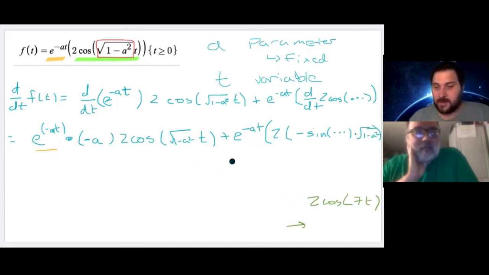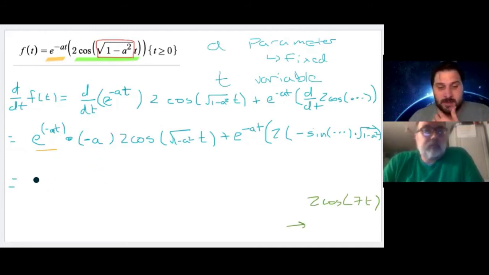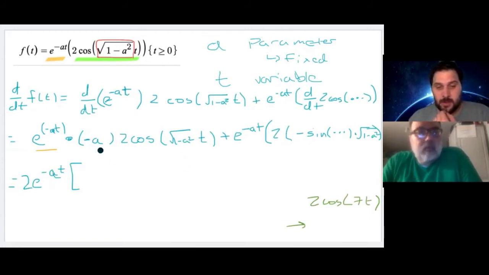All right, and now there's no more d by dt's anywhere. So I've cranked the handle and I've got the derivative. Now I could probably clean this up. For example, I could factor the dampening part of the exponential out. And actually there's a 2 in both terms, and there's a minus in both. So maybe I'm getting a little ambitious, but let's try this.